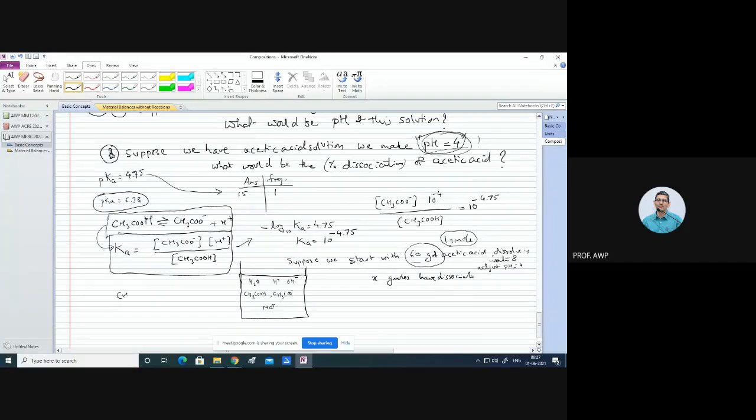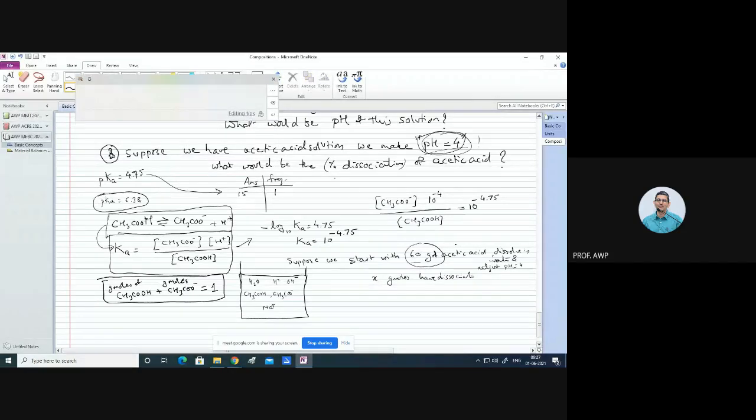This acetate ion and the undissociated acetic acid. So gram moles of acetic acid and gram moles of the dissociated acetate ion, put together, must be equal to 1, because I started with 1 gram mole and then adjusted the pH. Do you agree?